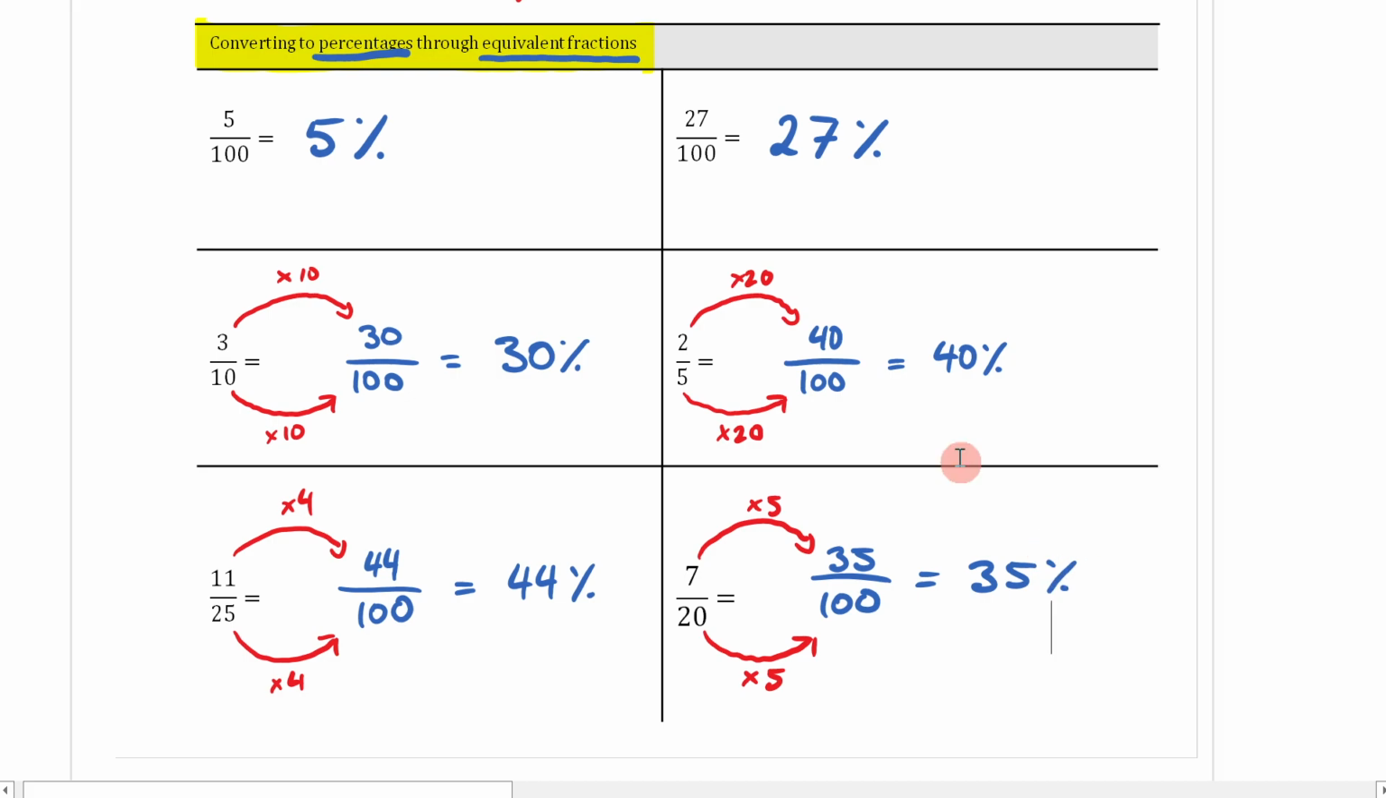And just like that, we have answered all these questions. So we have created percentages through equivalent fractions. Hopefully this has made sense to you. Make sure to reach out if it doesn't.